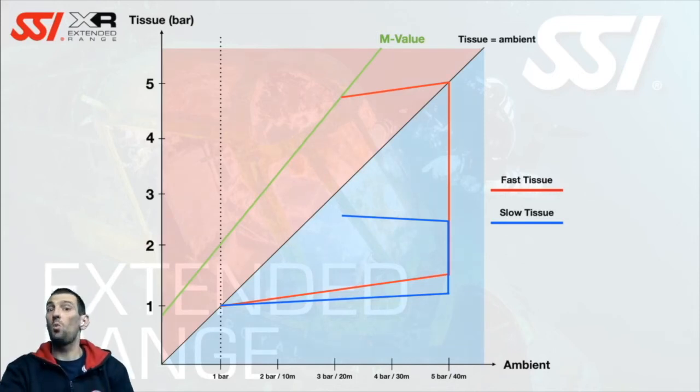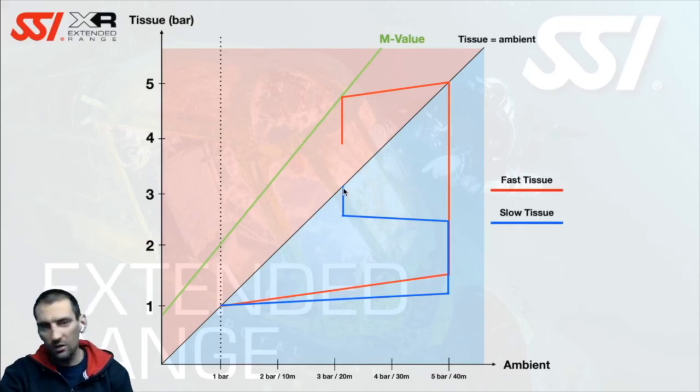And now we stop. So we do our decompression stop because of the fast tissue. And now look at this decompression stop, our first decompression stop that was caused by fast tissue. Our slow tissue is still on-gassing. It will be on-gassing as long as it has not reached the equilibrium line. But it is taking gas in. This tissue is off-gassing and that tissue is on-gassing.